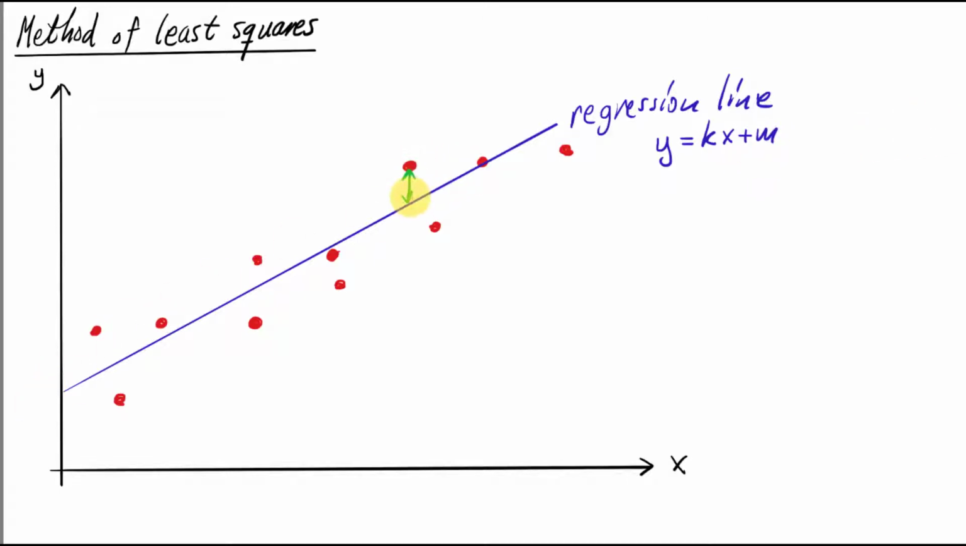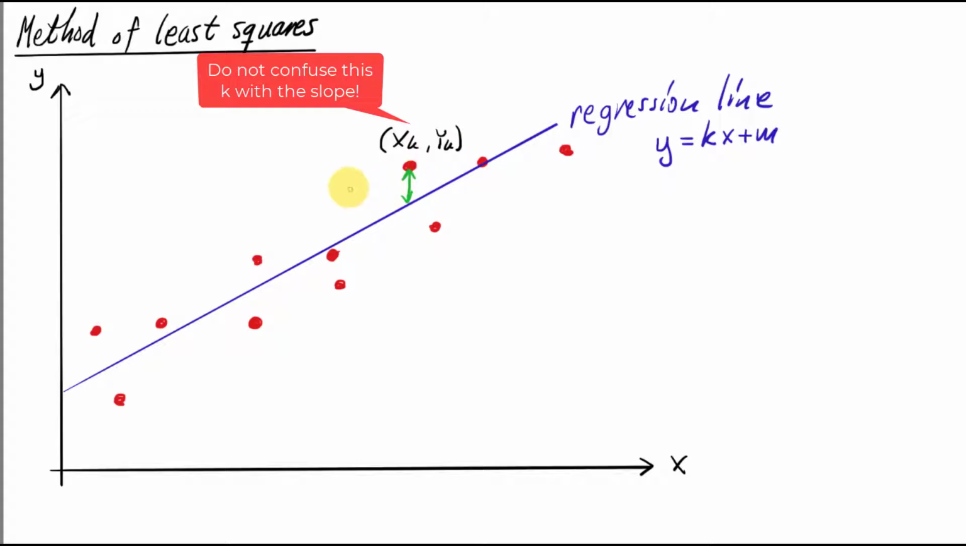We see that for every point there is some error, that it deviates from the line somewhat. So this distance here we call the error. So if this is the data point (xk, yk), then the error is yk minus the y-coordinate here. And since it's on the line, we call it y. So yk minus y is this green distance here.